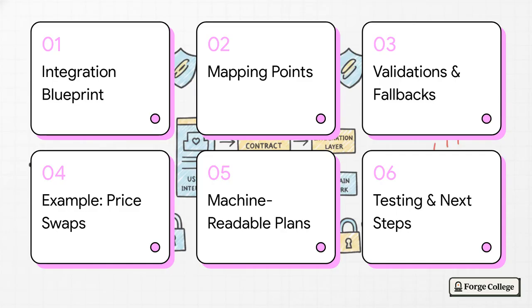Our agenda for this explainer covers the integration blueprint, mapping your integration points, validations, fallbacks, and escalations, a real-world price swaps example, machine-readable integration plans, and finally, testing and next steps.